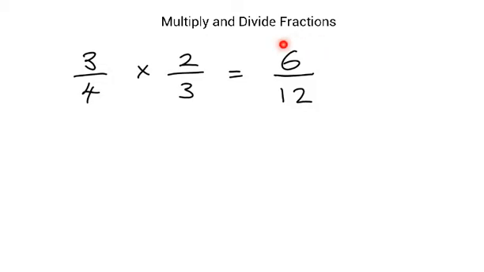So what's the biggest number that goes into both 6 and 12? Which times table have you seen both of those numbers in? And 6 goes into both of them. 6 goes into 6 once, and 6 goes into 12 twice. And there is your answer.